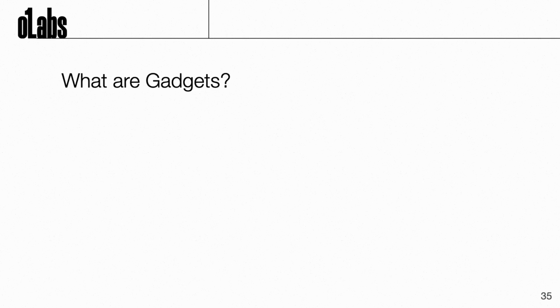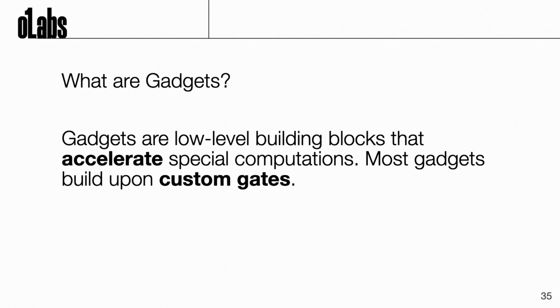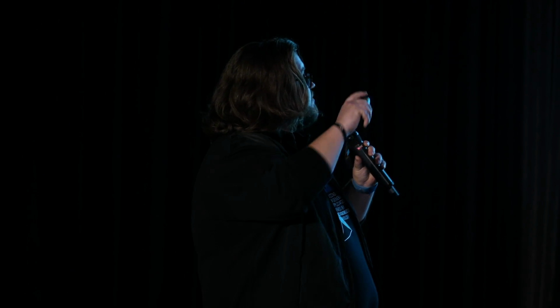Gadgets. So we are currently actively working on gadgets, but what are they? They're essentially low-level building blocks, like hardware accelerators for cryptography, for math, and all sorts of stuff. And they are building on top of custom gates. So there's a couple of things we have just very recently finished.